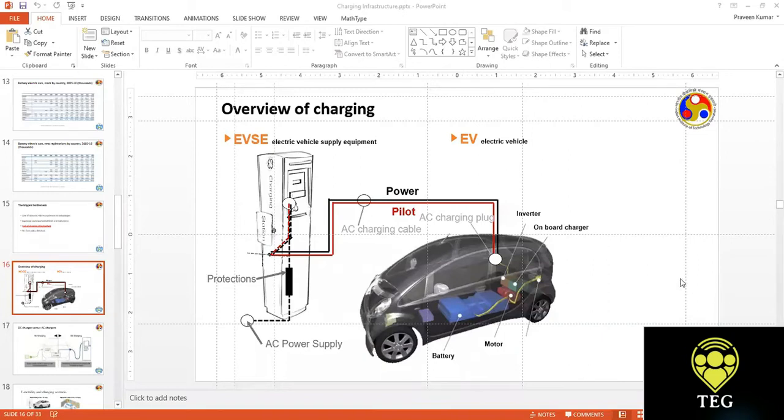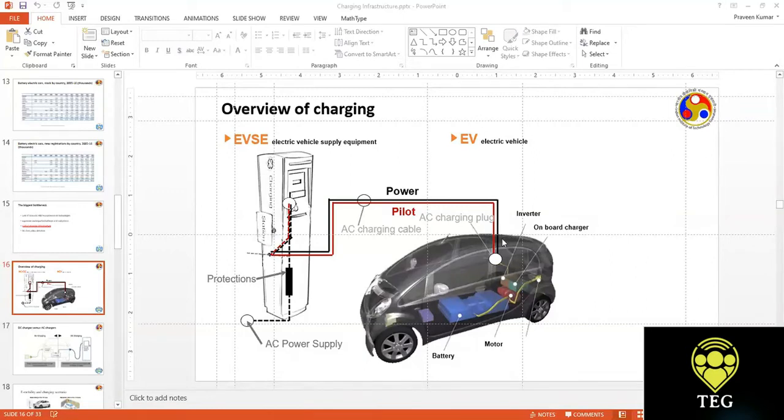If we see here, we have the charger, which is on the left hand side. It's fed by an AC supply from the grid, and there is an outlet, and that outlet goes into the vehicle, and there are two outlets. One is the pilot and the other one is the power. The power outlet essentially delivers the electric power to the vehicle, and the pilot is used for all kinds of communication that the vehicle and the charger would do.